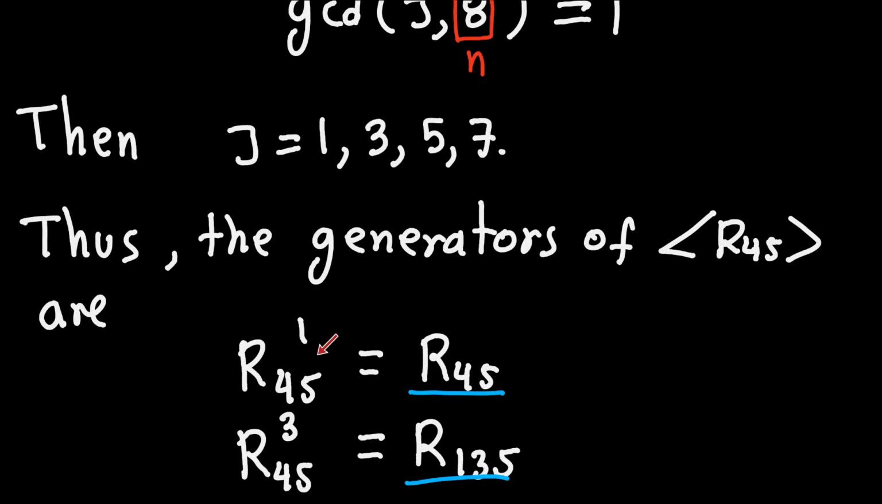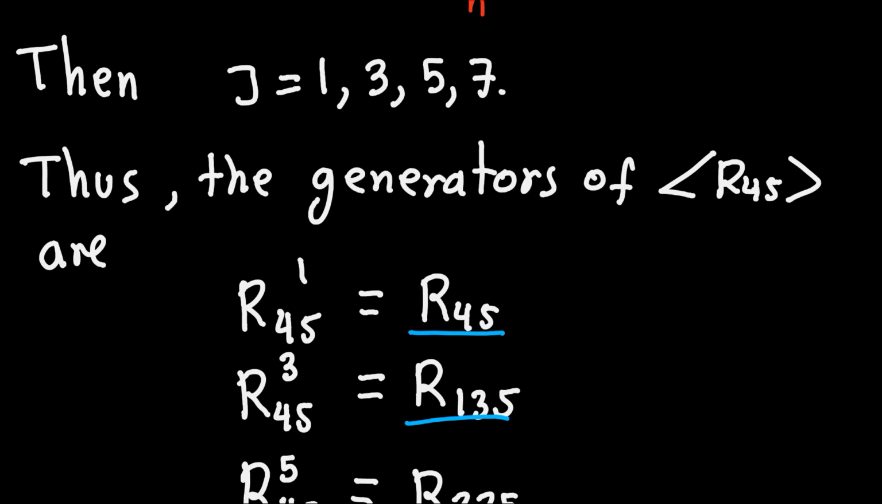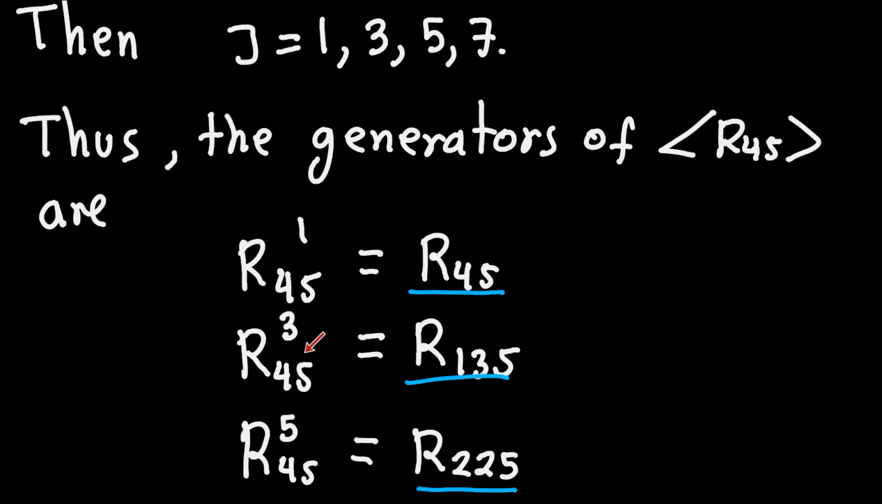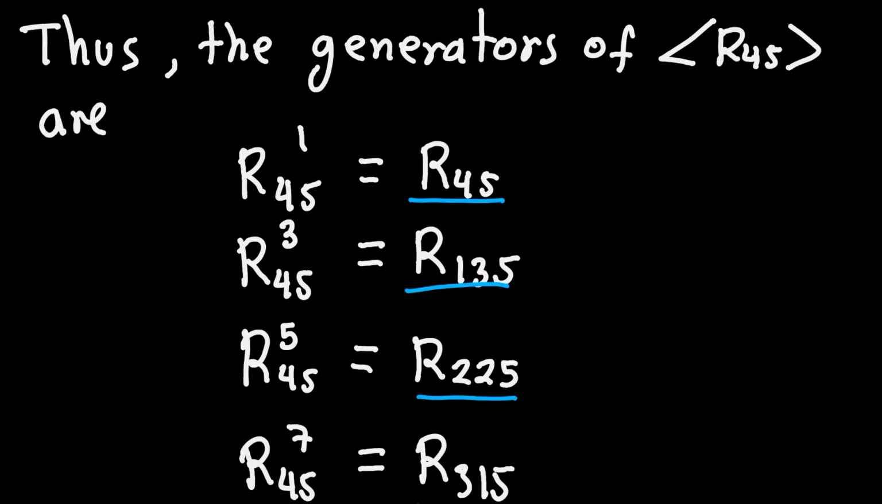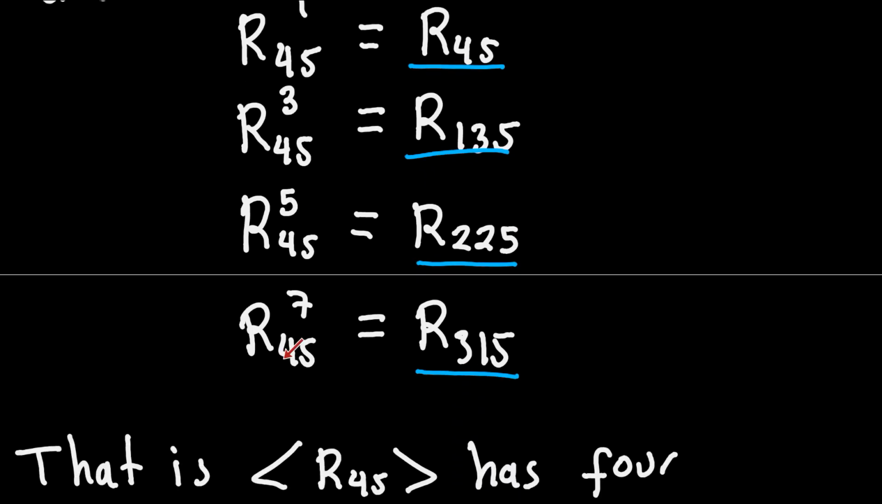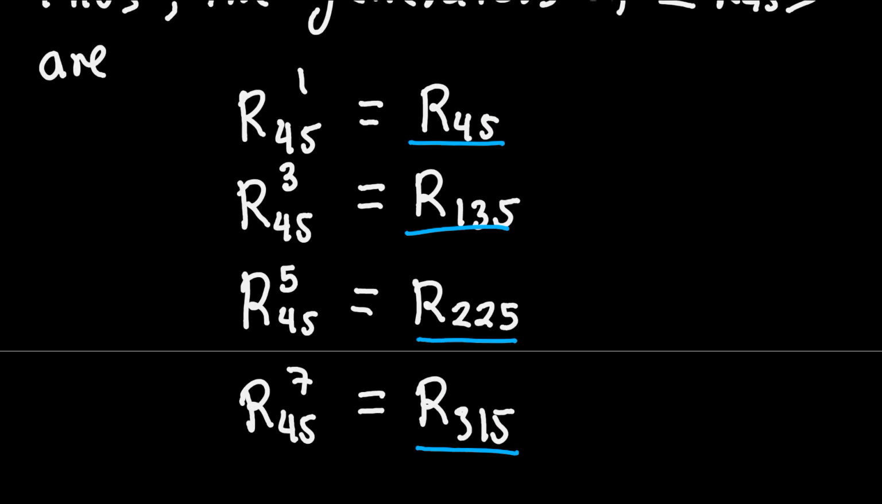So J equal to 1 will give me R45, that's not news, but the other ones will be the generators. So 3, 5, and 7. You take the third power of R45, that means you are doing a 45 rotation 3 times, so that's 45 times 3, that's going to give you R135. And then you do a rotation of 45 degrees 5 times. That's what this exponent here means. Remember, this is concatenation of the symmetry, so one after another is adding the angles. So that will give me R225, which is 45 times 5. Same thing happens with R45 to the 7th power. You get R315. So these elements are the generators of that subgroup.